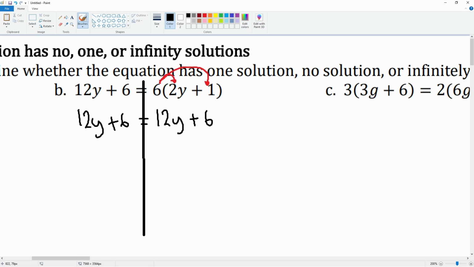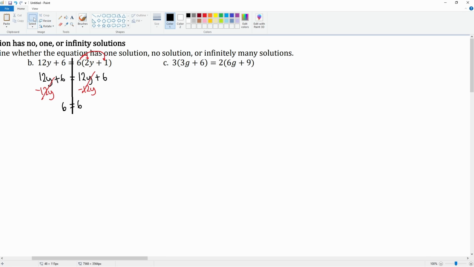Bring down the equal sign. We see the variables on both sides, so let's subtract 12y from both sides. This cancels, this cancels. This leaves you with 6 equals 6. When is 6 equal to 6? Well, that is always, because it is always true. 6 is always equal to 6. We will say that this has infinitely many solutions because 6 is always equal to 6.